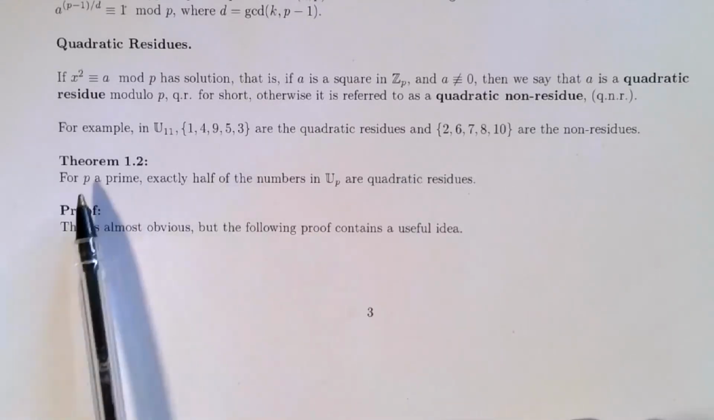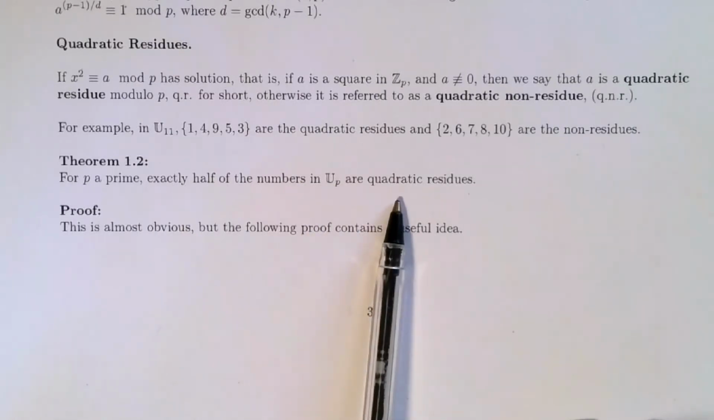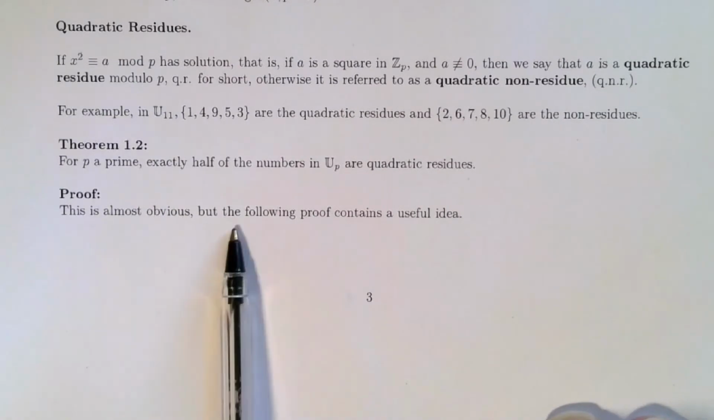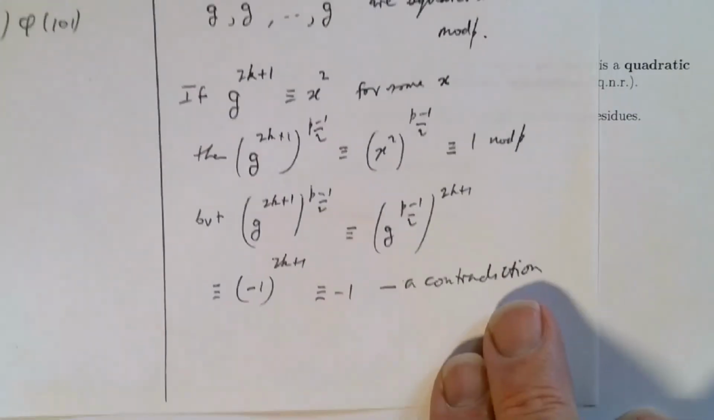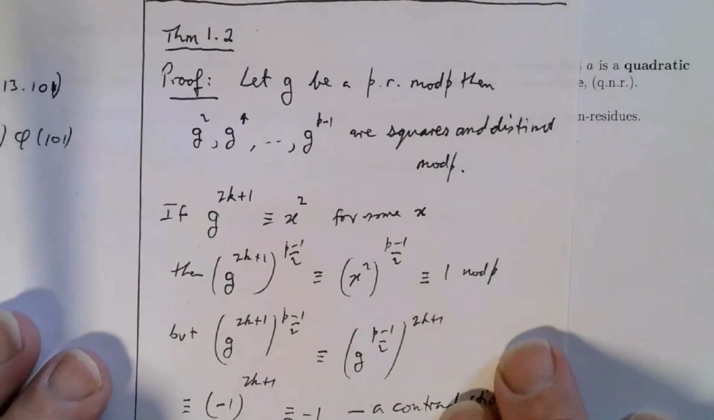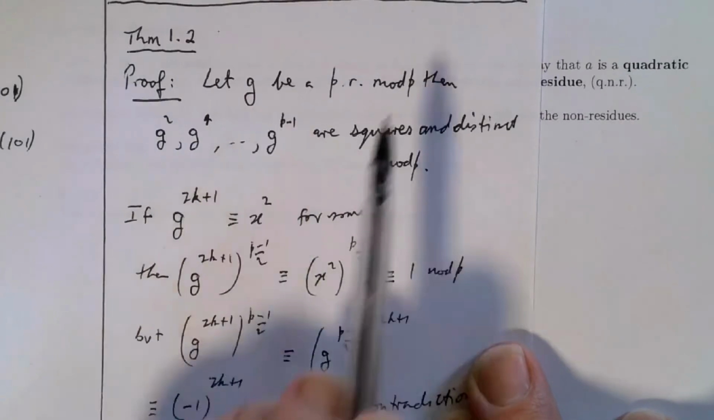Now it's almost obvious that exactly half of the numbers in Up are going to be quadratic residues. However, I'm going to give a slightly different proof that gives a little bit of insight into how we can find the squares and connect them back with the primitive roots. And here's a little proof of this. So this is a proof of theorem 1.2. So let g be a primitive root modulo p.